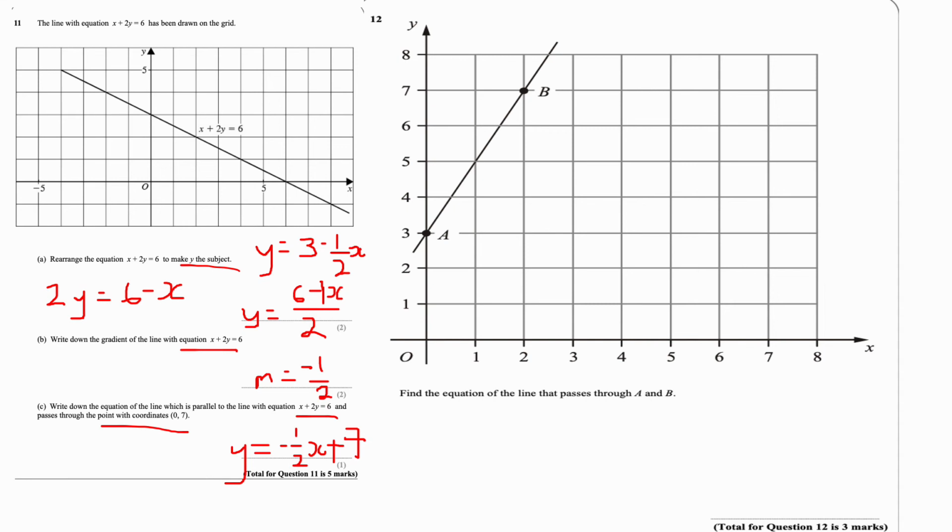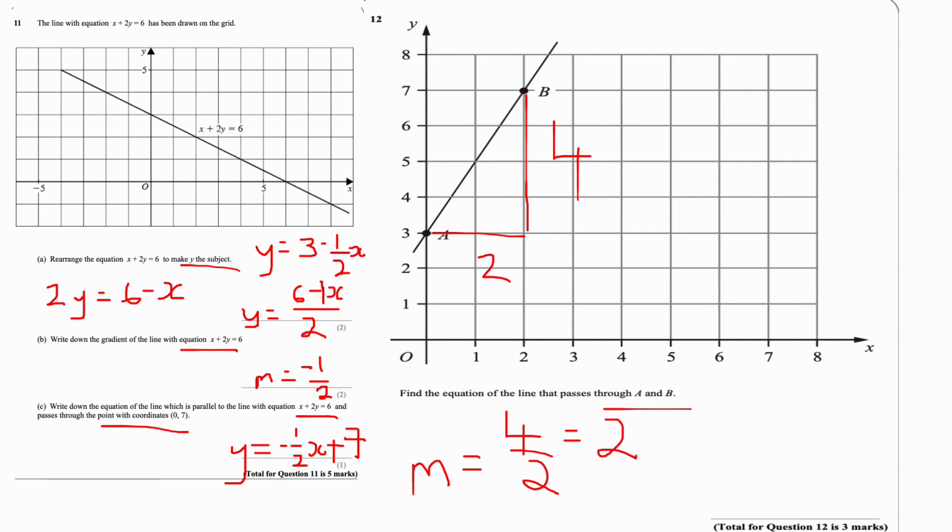This is question number 12, guys. Find the equation of a line that passes through A and B. So again, work out the gradient, go across 2, and then I go up 4. So it's going up 4 and across 2. So the gradient is the change in y over the change in x, or rise over run. That's my rise and that's my run. 4 divided by 2 is equal to 2, guys.